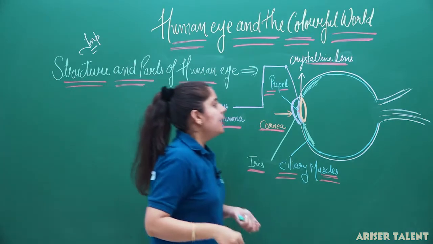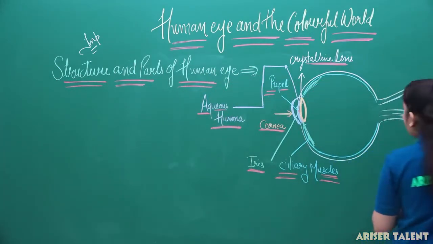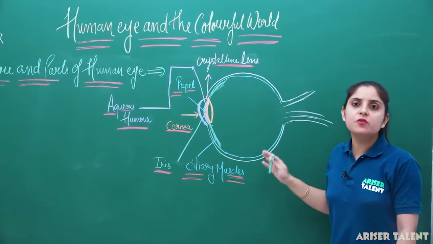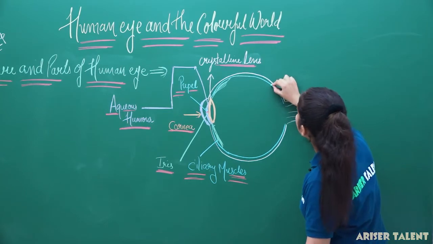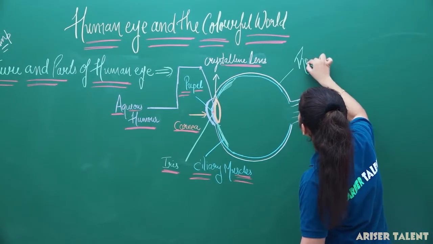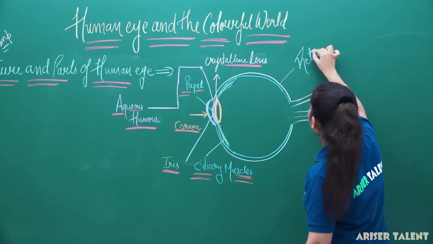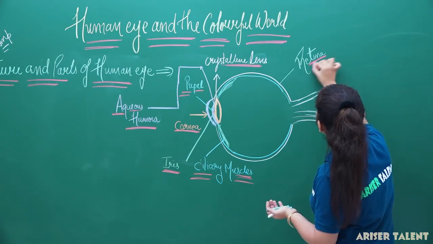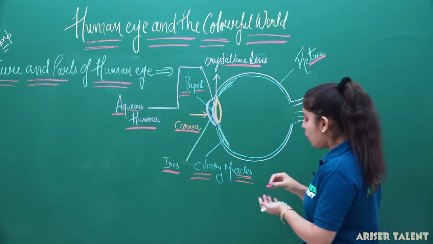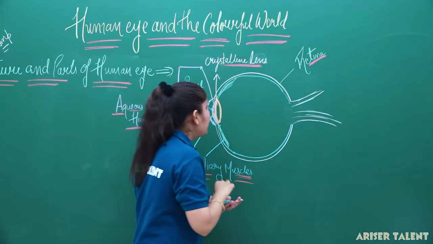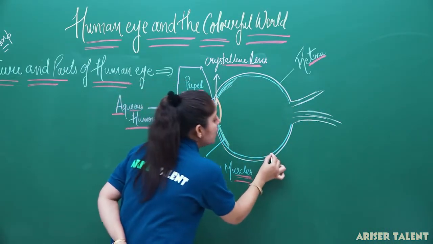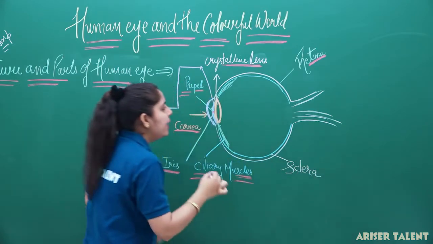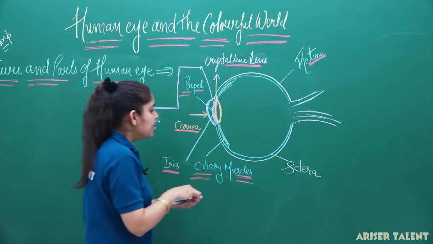Now, the image is going to be formed on a part that acts as a screen. The part of the human eye where the image is formed is our retina. The retina is a screen where the image is going to be formed. So this part is our retina. Now, what is this blue colored part I have drawn here? The blue colored part is known as the sclera, and it is going to protect our eye.